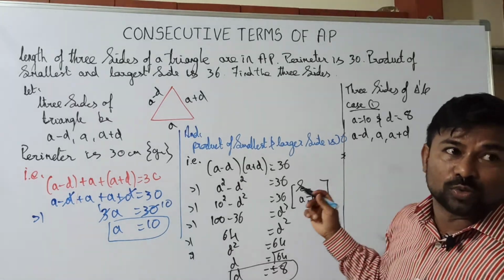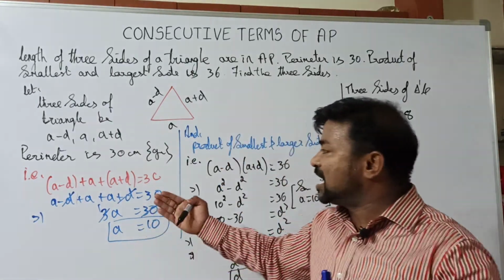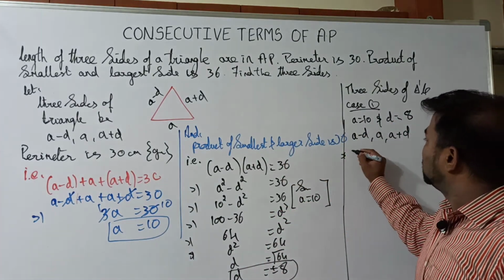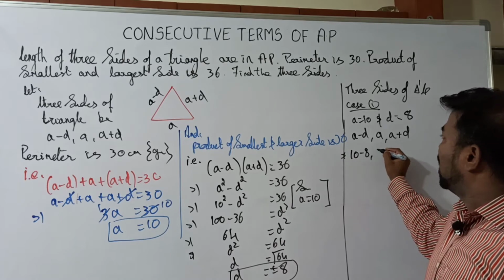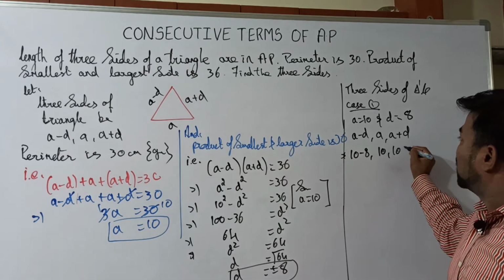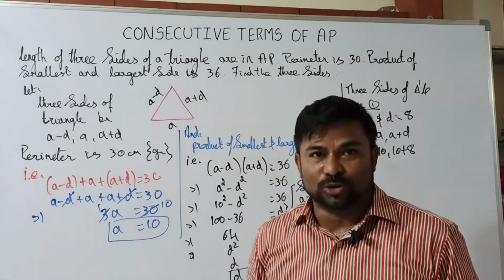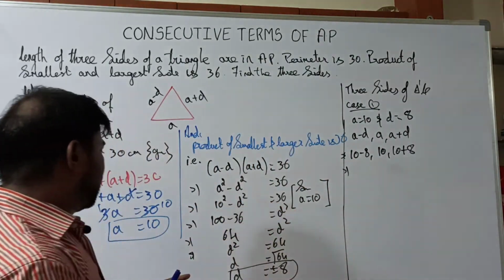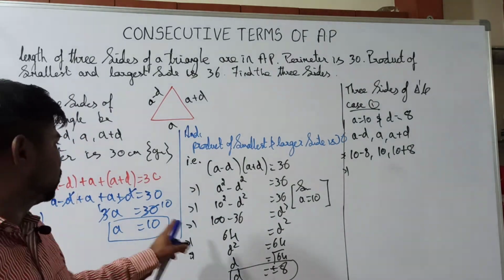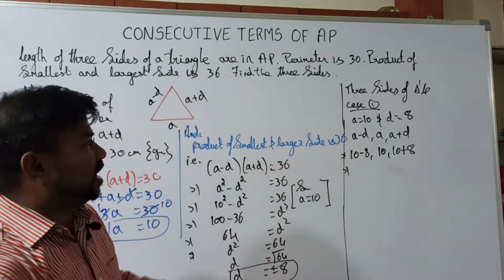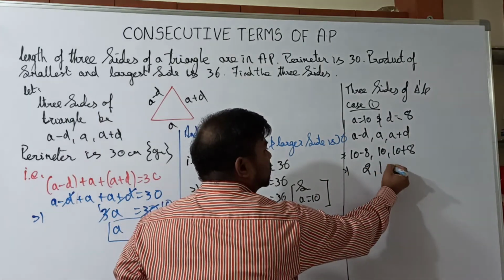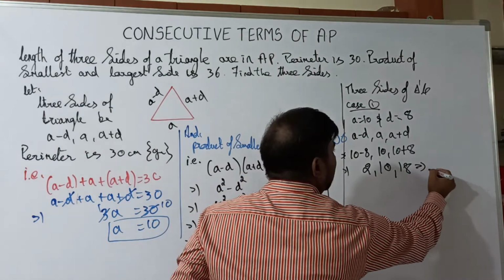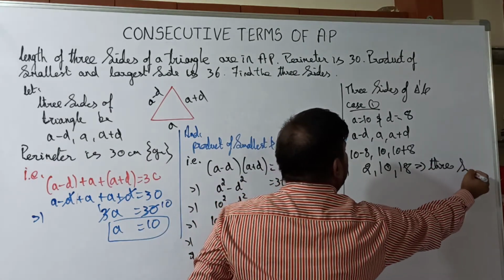What are the three values I have taken? We have taken A as 10 and D as plus 8. Let us substitute it there. So A minus D is 10 minus 8, A is 10, and that is 10 plus 8. So what are the values we are getting here? It's nothing but 10 minus 8, A is 10, D is equal to 8. Yes, we are getting 2, 10, 18. So this is case 1. Three sides, we got it.